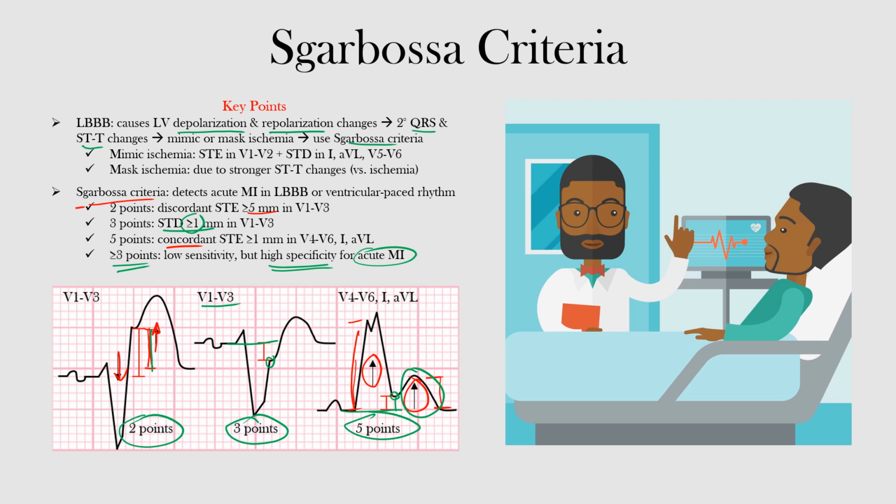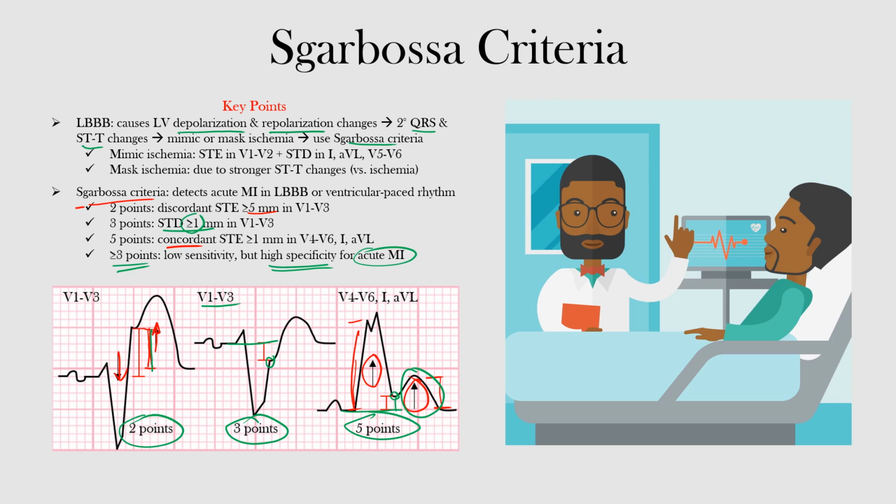And you get 3 points if there's ST depression of at least 1 millimeter in V1 through V3. And then 5 points if you have concordant ST elevation of at least 1 millimeter in those lateral leads, V4 through V6, 1, and AVL. So if you have that present, that's very specific for an acute MI. Remember, it masks an MI because the ischemic changes to the ST and T wave are actually not as strong as those that come from the bundle branch block, and that's why it can mask and overcome them, and you may not even see them.